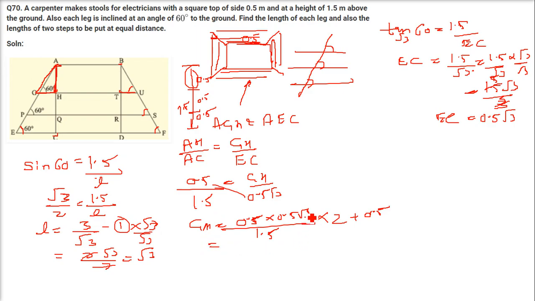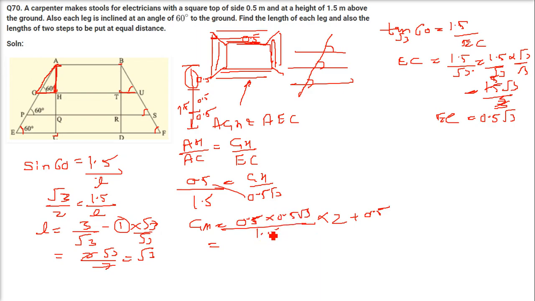So in order to find this out, let me see if I can cancel something. So I'll just multiply this and write the result. This is 0.5 into 0.5, which is equal to 0.25. Now I'm multiplying it by 1.732, and this is going to be 0.433.